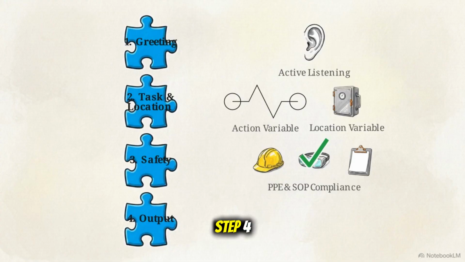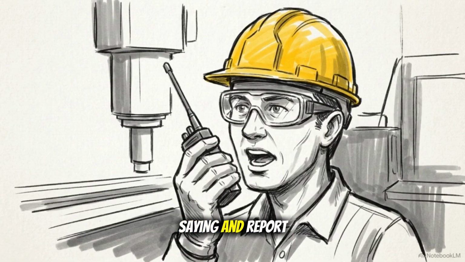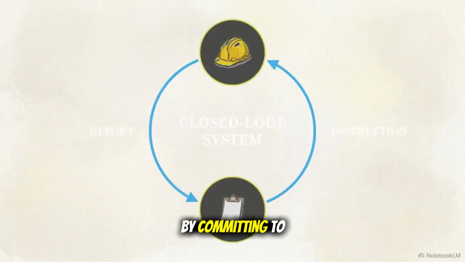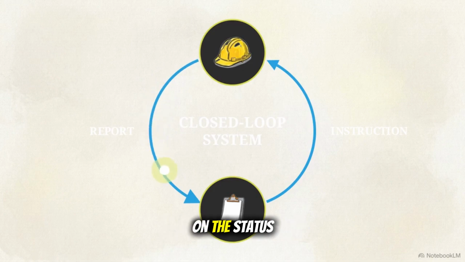Finally, we reach step 4, the output commitment. You finish by saying, "and report any abnormal condition immediately." This dictates your exact follow-up action. By committing to a report, you create a closed-loop system. This helps keep the supervisor updated on the status of the task from start to finish.